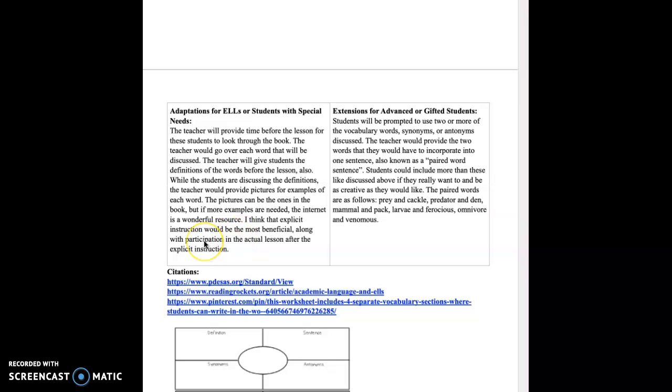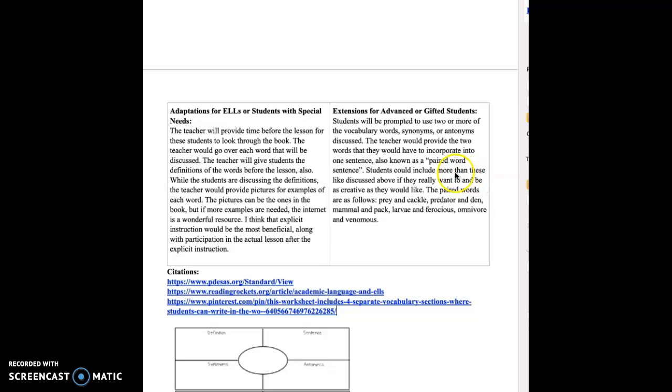I did include why I think explicit instruction is beneficial, along with the participation in the actual lesson after the explicit instruction, I think would really reiterate what these words mean, especially for English language learners. And then my extension here, students will be prompted to use 2 or more of the vocabulary words, synonyms, or antonyms discussed. The teacher would provide the 2 words that they would have to incorporate into one sentence, also known as a paired word sentence.